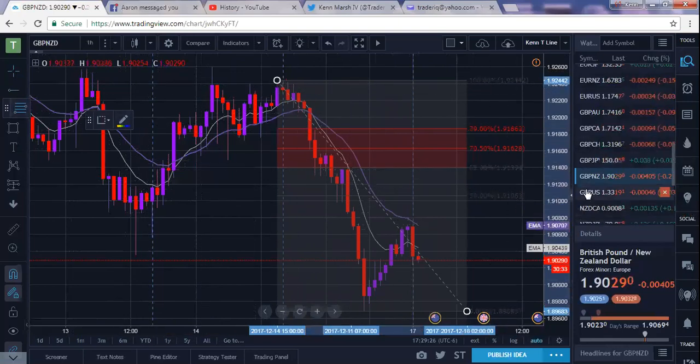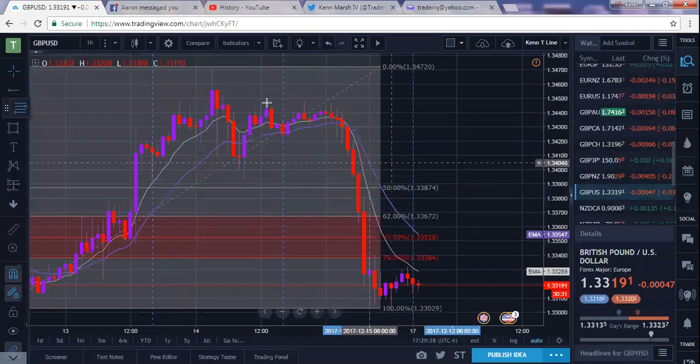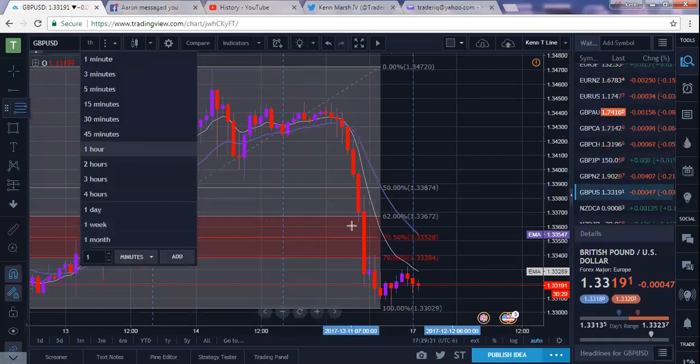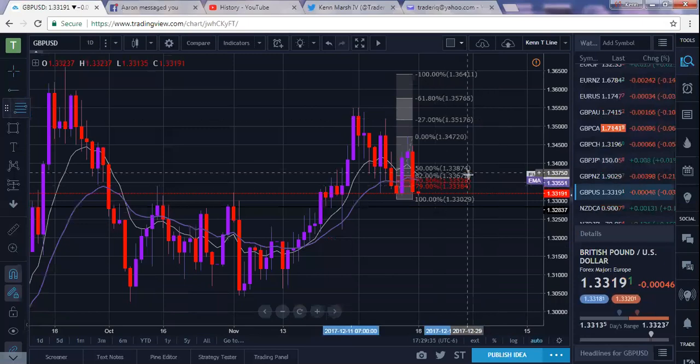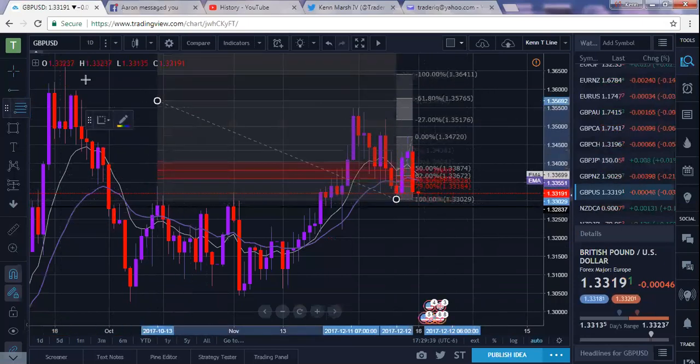But definitely bearish. Pound USD, that's the other trade idea I had, but I abandoned that as well because it was too late in the week.